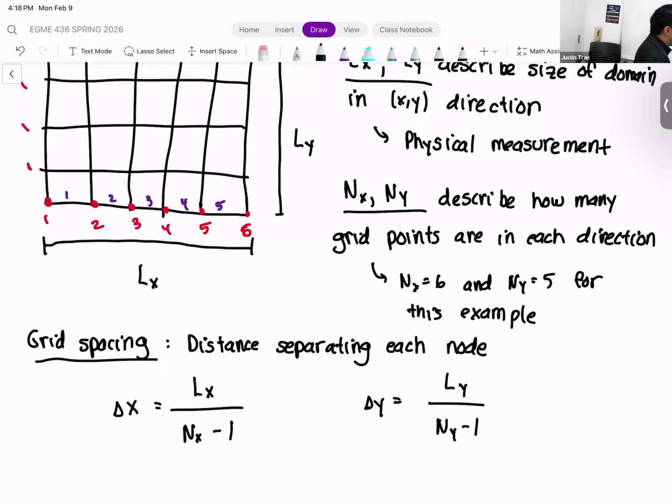So those are just basic definitions. I'll be referring to these variables, Lx, Ly, Nx, Ny, and grid spacing, so it's useful to have these.